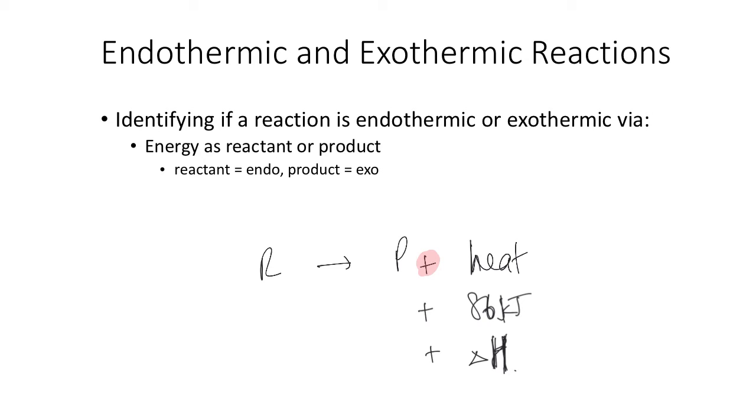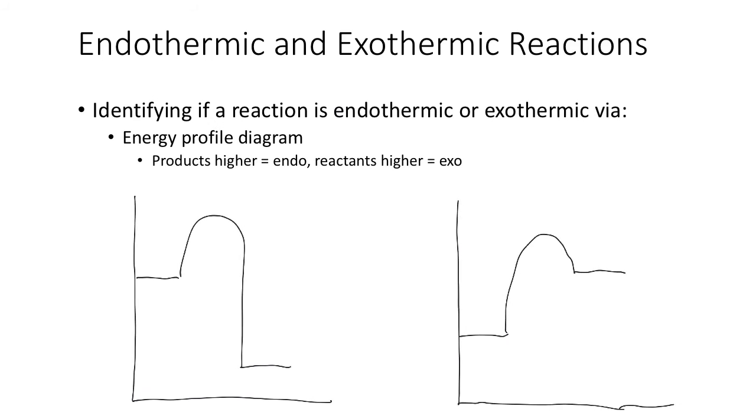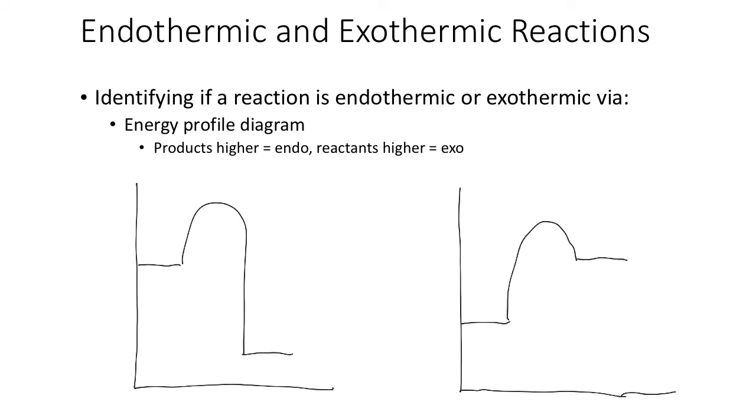All right, so if the heat is shown as a reactant, so that's on this side, then it's endothermic. If it's shown as a product, then it's exothermic. So this is exothermic if the heat is on the right-hand side. This is also exothermic, and this is also exothermic. All right? So as long as it's on the right-hand side, it's exothermic. If it's on the left-hand side, it's endothermic. All right? And then finally, you have to work out from energy profile diagrams.